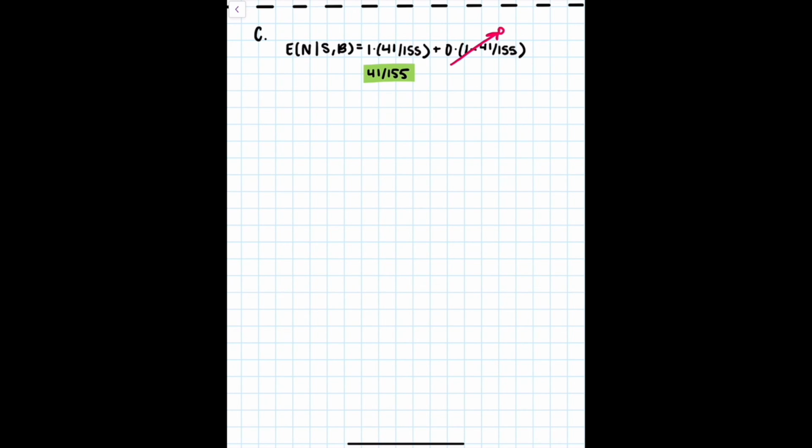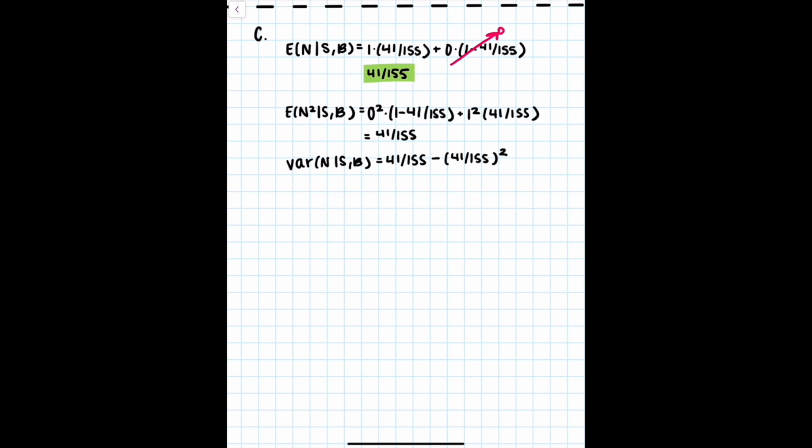Now moving on to the variance calculation. In order to do this, we first need to find the expected value of n squared. However, lucky for us, the coefficients on these probabilities are just 0 and 1. So therefore, the expected value of n squared given s and b is equal to 0 squared times the probability of choosing a different type of ball from the bin, 1 minus 41 over 155 like last time, plus 1 squared times the probability of choosing a kickball, 41 over 155, which again simplifies to 41 over 155. So as a result, the variance of n given s and b is going to be equal to the expected value of n squared, 41 over 155, minus the expected value of n, that value squared, which is just 41 over 155 squared, and that difference is going to come out to about 0.1945.